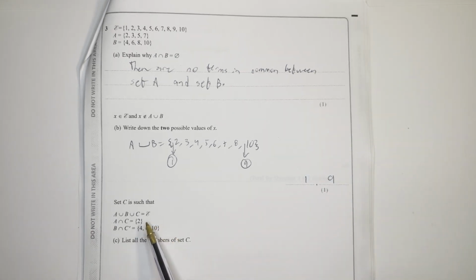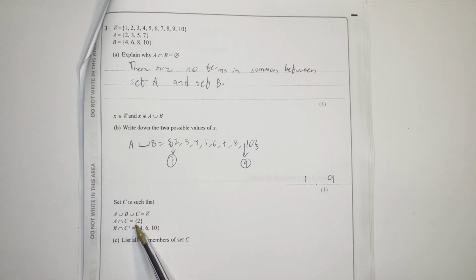Now we're given information about a set C. We're told that A union B union C is the universal set. A intersection C simply has 2 in it alone, and B intersection not C has the elements 4, 6, and 10.